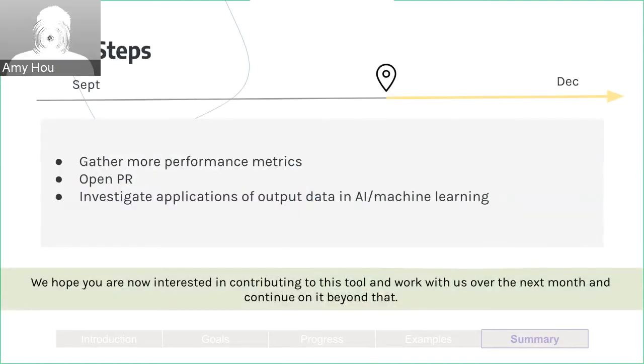So just to go over our next steps of the project. For the final month or so of our semester, we would like to accomplish the following tasks. First, we would like to give users the option to gather even more performance metrics. Then we would like to open a PR to the OpenJ9 project. And as we mentioned earlier, we would like to investigate applying the output data from our tool in machine learning and AI.